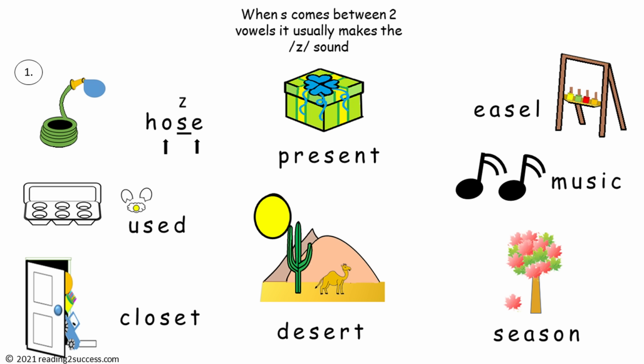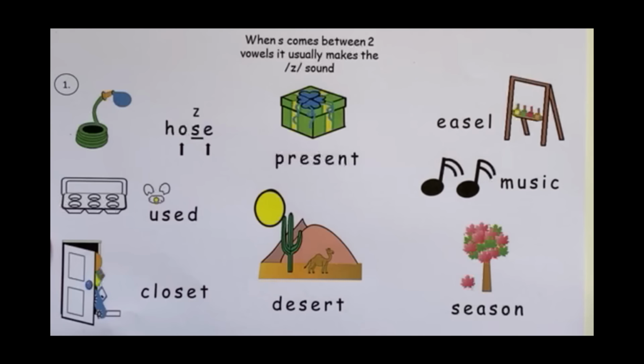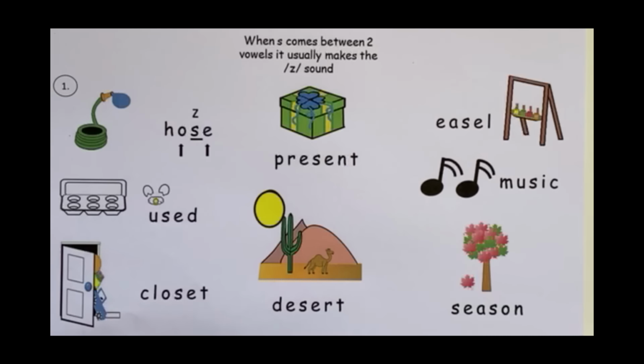This is the template for the first student practice page and teaching demonstration. This page is a practice page for kids to complete so they realize when S comes between 2 vowels, it usually makes the Z sound. Z as in zebra. Let's look at our example.